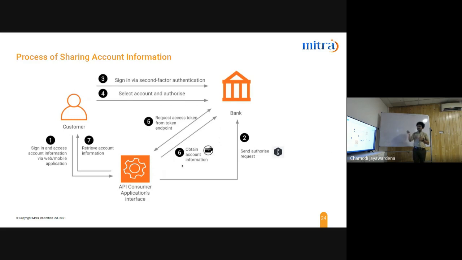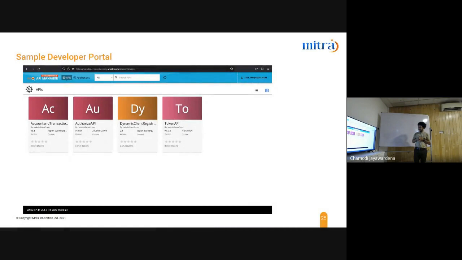So the consumer application now has the right to access the customer information. That token can be used by the consumer application to retrieve the bank information. So we'll have a practical example that will give the exact information inputs for you to get a good view of that. So this is the developer portal.